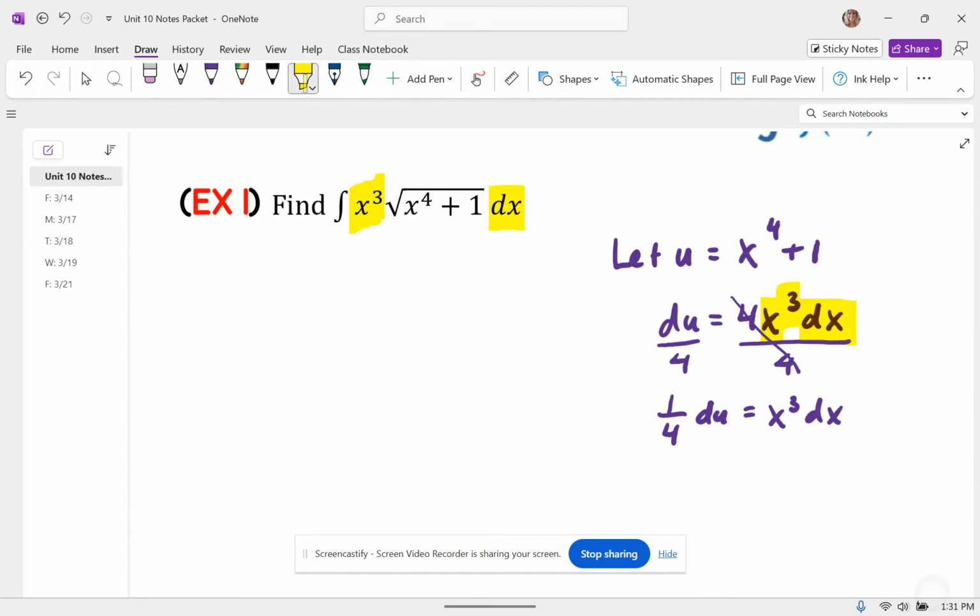Now is everything spoken for in the original integral? Yeah, and what do you do with that 1/4? You put that 1/4 out front. And why did we bother doing this? So we could rewrite this in a form that's way easier to integrate. So let's use u and try to integrate that way, okay? So we're going to use u and rewrite this in terms of u.